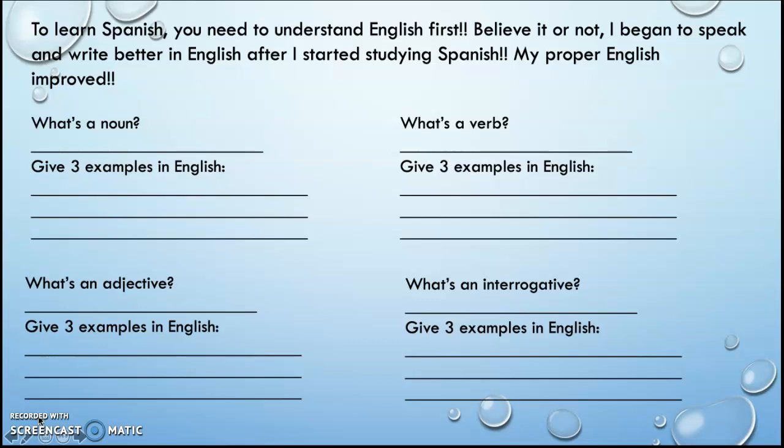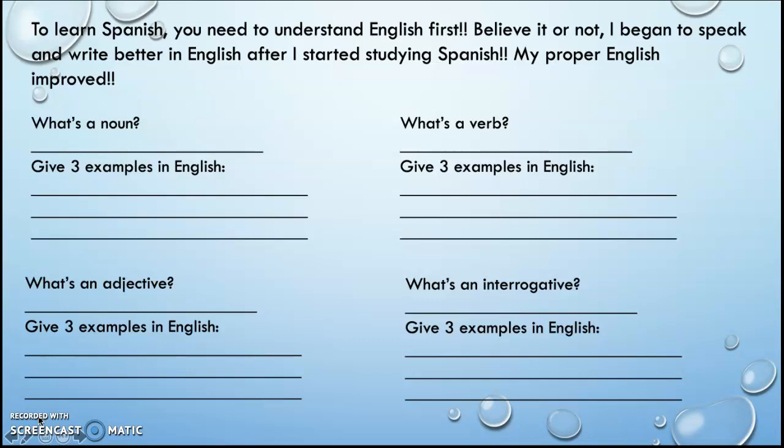What's a verb? ¿Qué es un verbo? A verb is an action word, right? These are 3 examples of this would be to run, to jump, and to walk. To run would be correr, to walk would be caminar in Spanish, and to jump would be saltar, right? These are action words. And what's an interrogative?